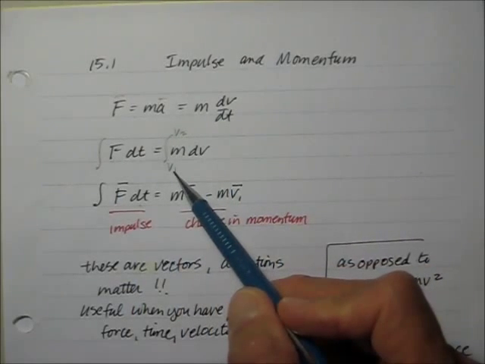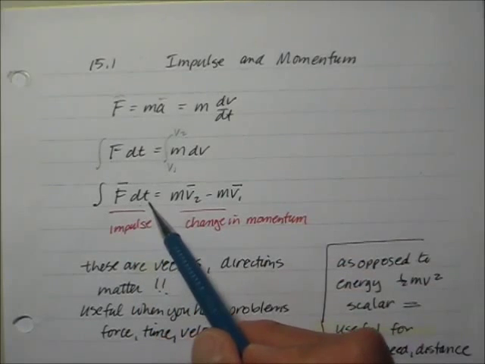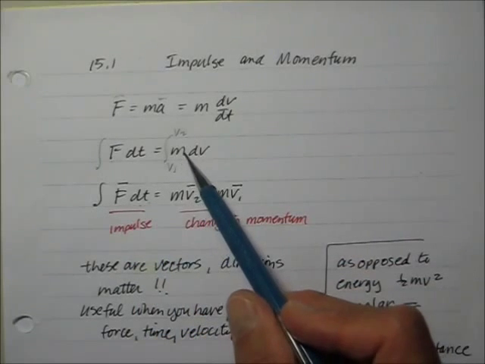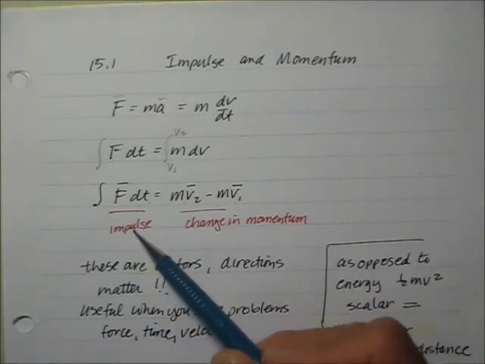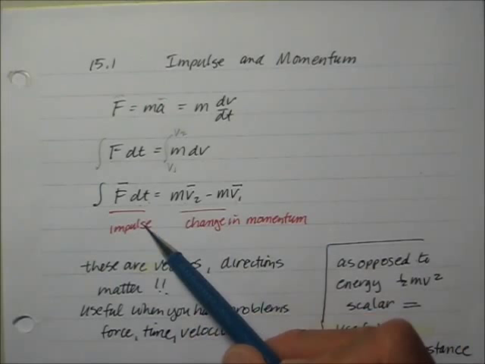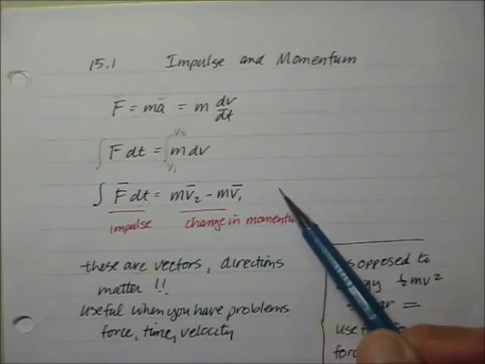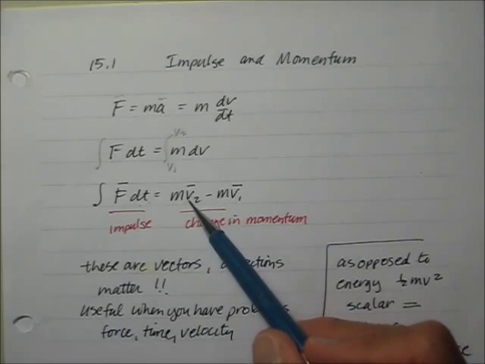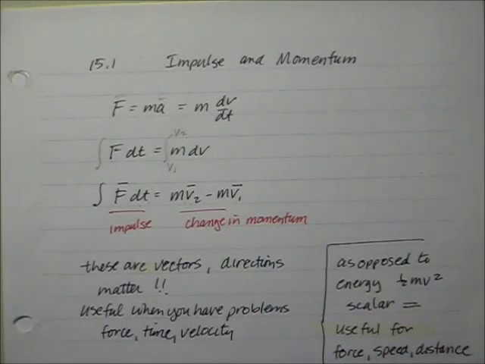From v on this side, we'll integrate from v1 to v2. So I'll have on this side the integral of F dt, and this will be, mass being a constant, mv2 minus mv1. We'll define the integral of F dt as the impulse, and you may recognize mv as momentum, and this will be the change in momentum, from the momentum in position 2 minus the momentum in position 1.